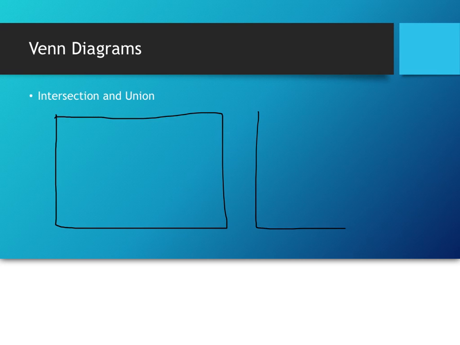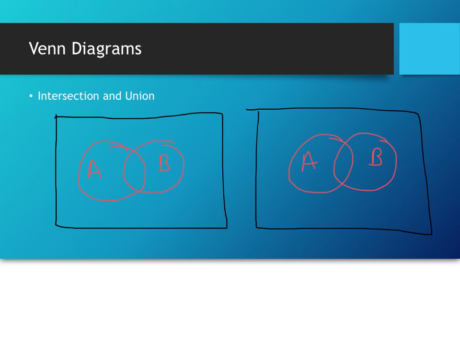rectangles. And let's start with A and B being circles. I'll put red circles here, A and B, A and B. Okay? So in one of these, I'm going to put the intersection. I'm going to show you where in Venn diagrams that appears to be. So let's put intersection. And then the other one, we're going to put a union.